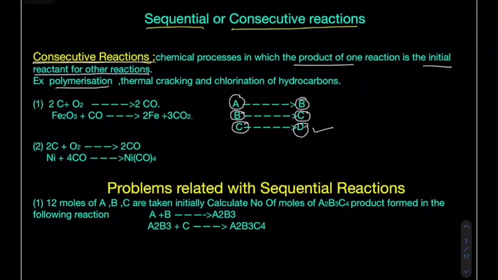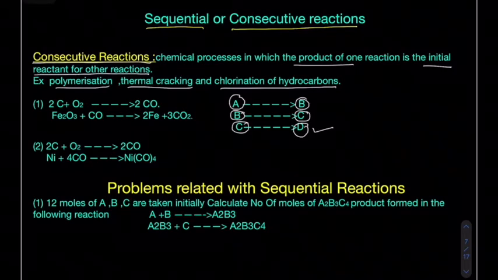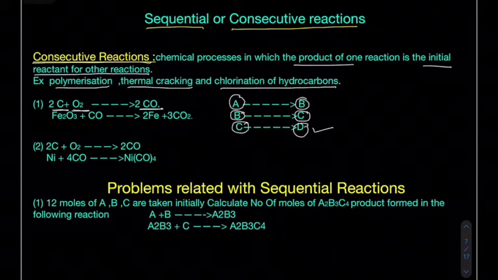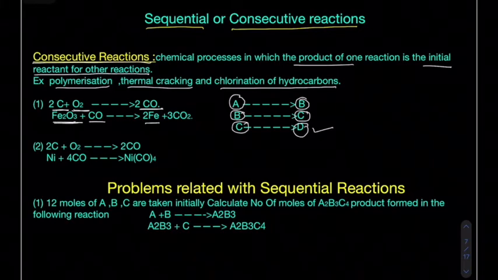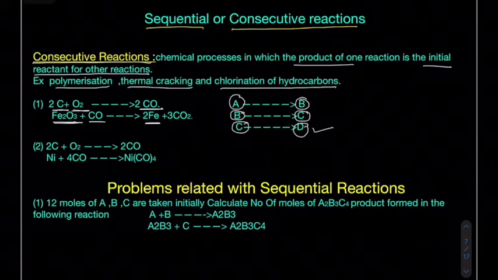We have general examples of polymerization, thermal cracking, and chlorination of hydrocarbons. We know in organic chemistry, halogenation of hydrocarbons. Now a simple example: carbon and oxygen combine to give carbon monoxide. This is the first reaction. This carbon monoxide is used in the second reaction where iron oxide gets reduced to iron. This reaction is especially used in the metallurgy of iron.